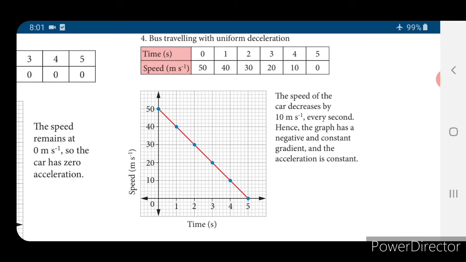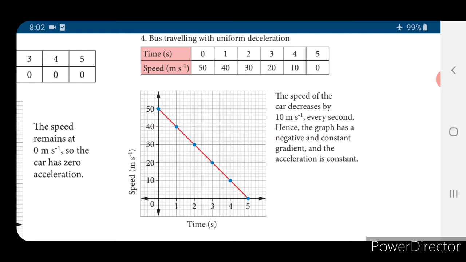Deceleration means decreasing speed. At time 0 the speed is 50. Deceleration is needed when you are going near the junction or near the signal, where we have to decrease the speed, isn't it? So at time 0 the initial speed is 50. After 1 second 40. After 2 seconds 30. After 3 seconds 20. After 4 seconds 10, and after 5 seconds it is 0.